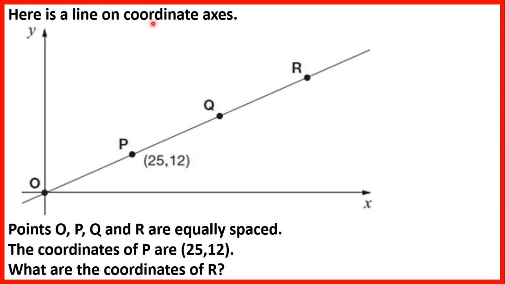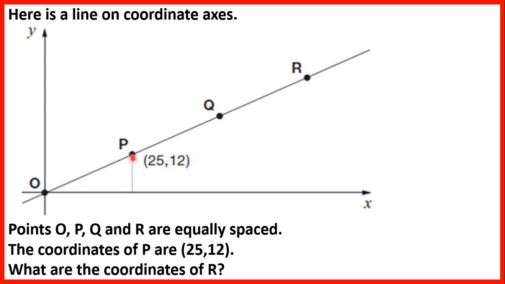Here is a line on coordinate axes. Points O, P, Q and R are equally spaced. The coordinates of P are 25, 12. What are the coordinates of R?